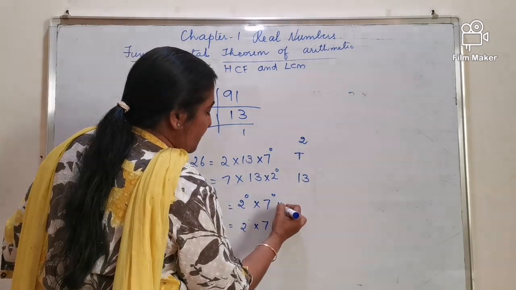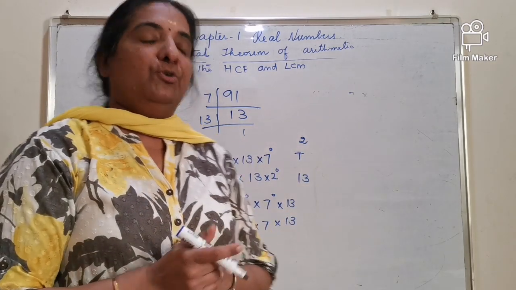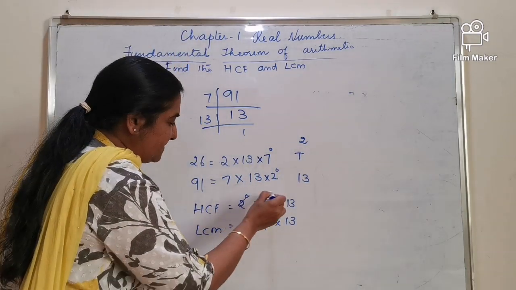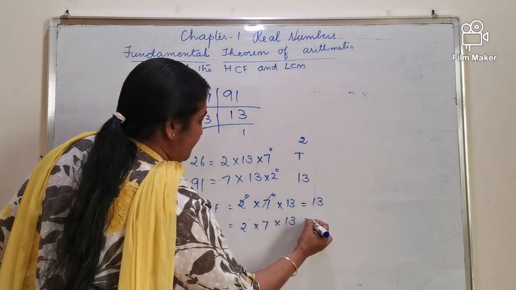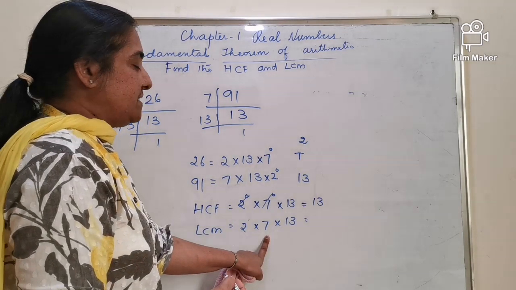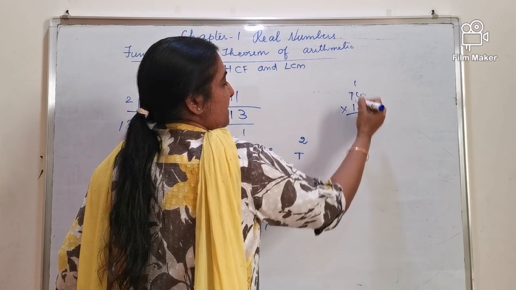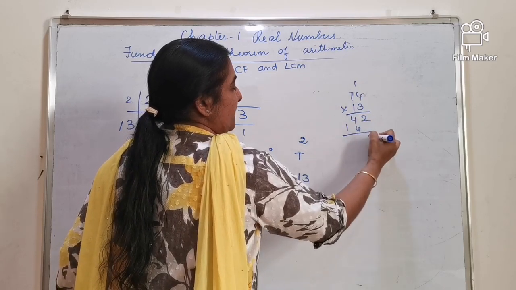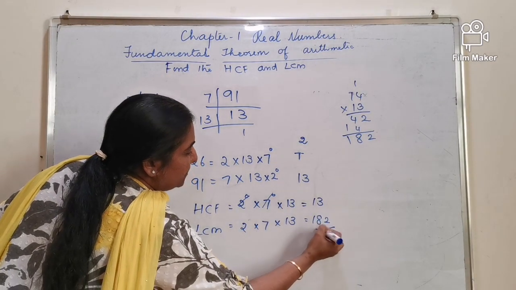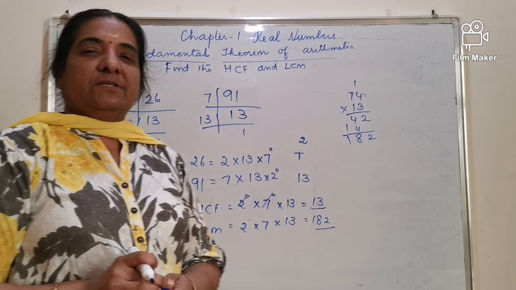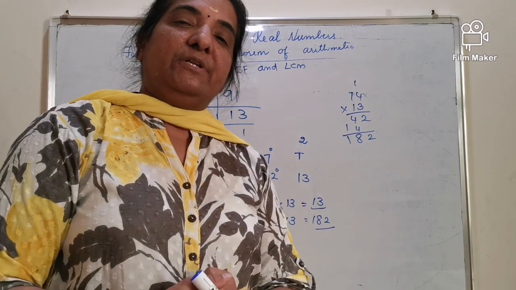13 is common, which means it will be a common factor for both of them. Since 2 to the power of 0 and 7 to the power of 0 are 1, the HCF is 13 and the LCM is 2 into 7, 14, into 13, which is 182.